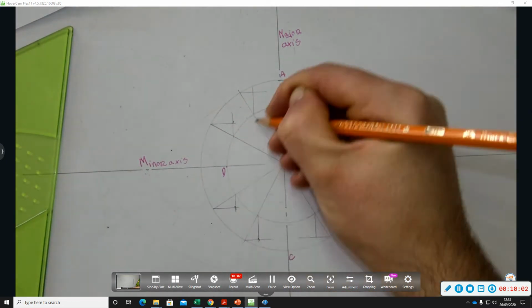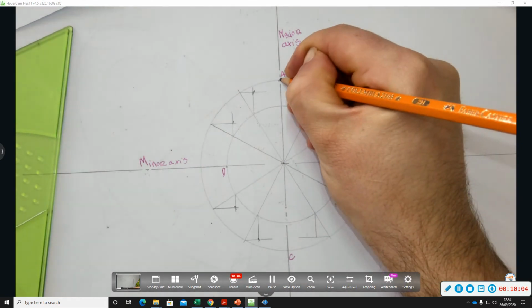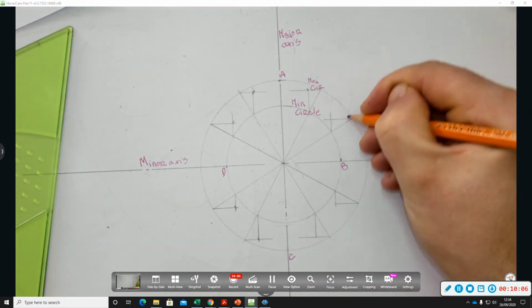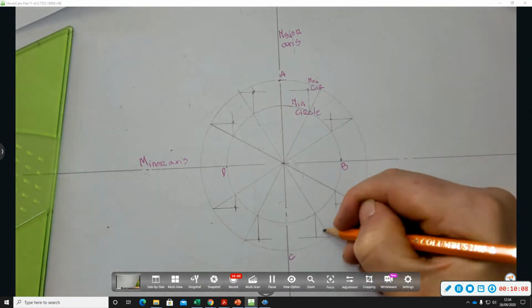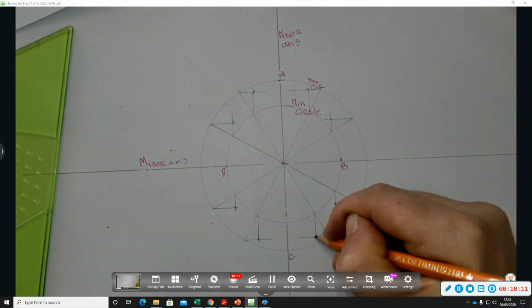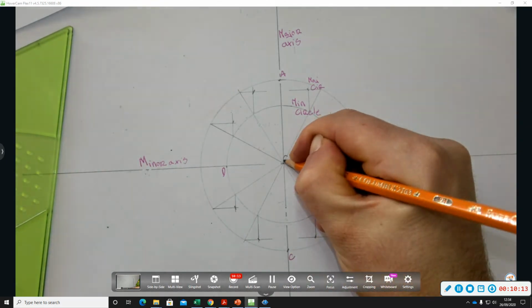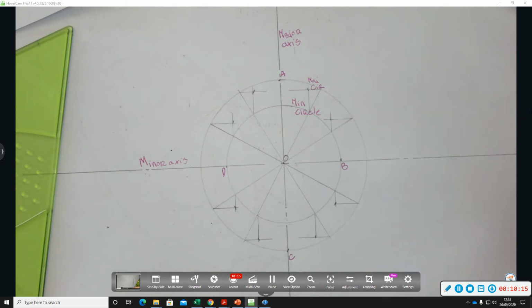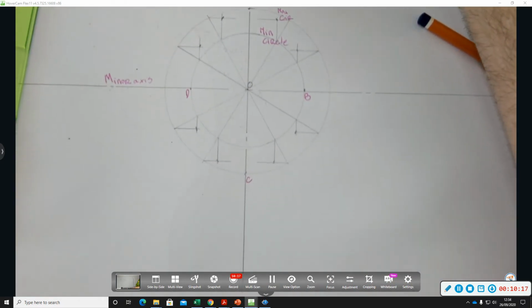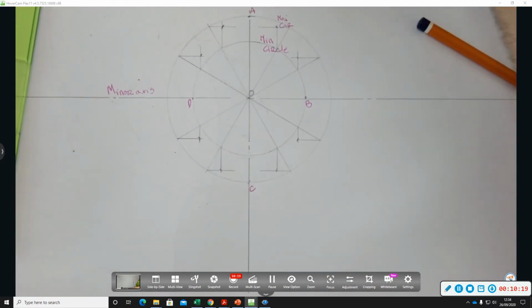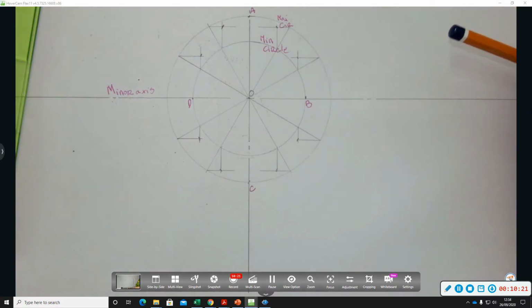So remember, D is a point, A is a point, B is a point, C is a point, and there's O. So I'll sketch that in in a short while.